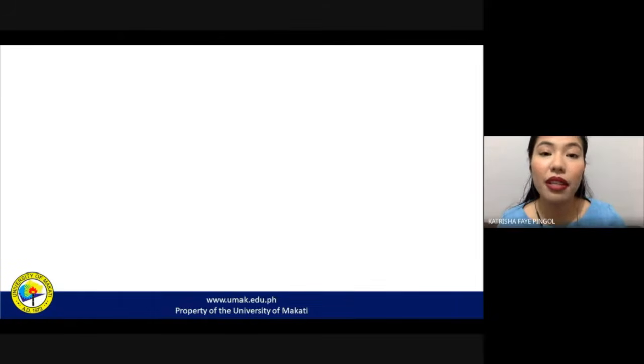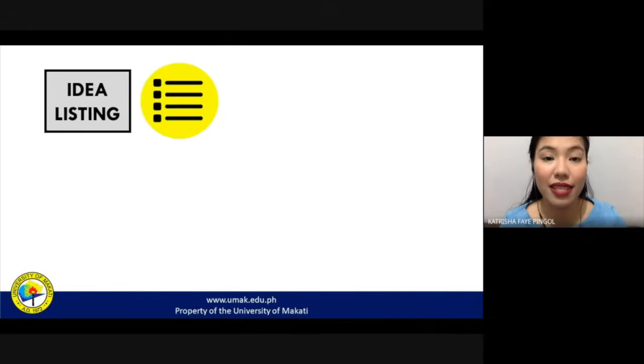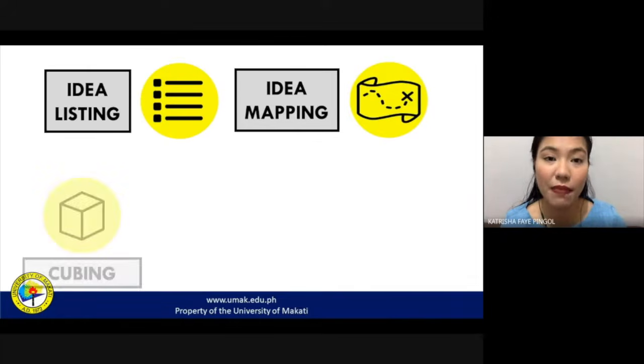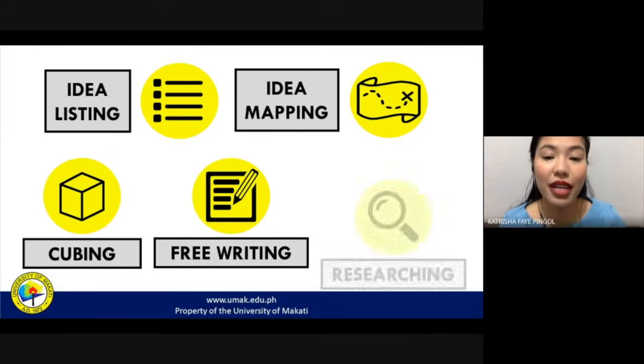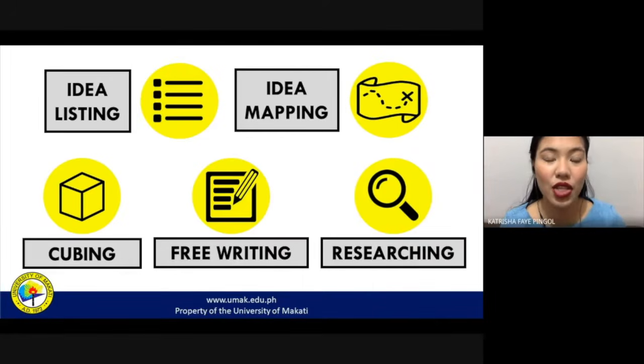According to him as well, there are different types of brainstorming, or different techniques for doing brainstorming. The first one is idea listing. Second is idea mapping. Third is cubing. The fourth one is free writing. And the last is researching. All of these could be classified under brainstorming.